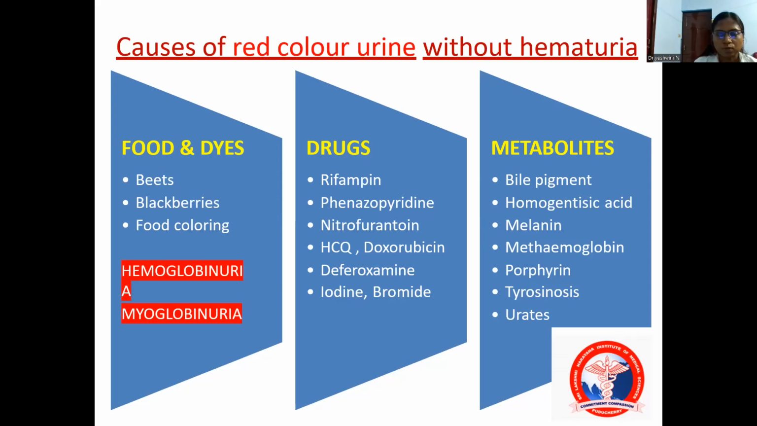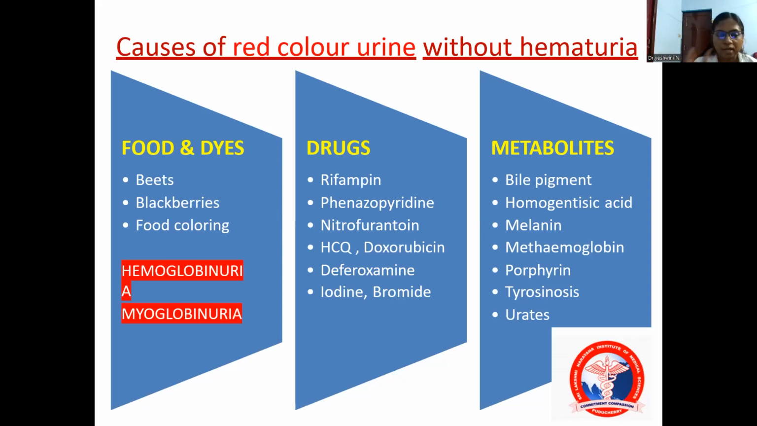Okay. So suppose a patient presents to you with red urine and you do a urine microscopy, and you don't find any RBCs. Then think of the other causes. What are the other causes which cause red urine? Okay, some dyes, beetroots, blackberries. Hemoglobinuria, myoglobinuria can cause red urine. Always think of that.